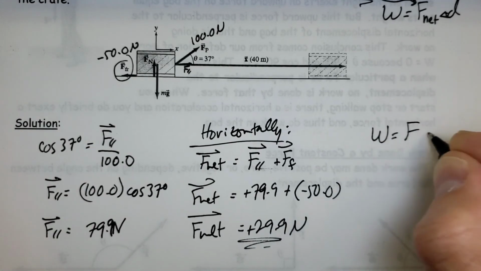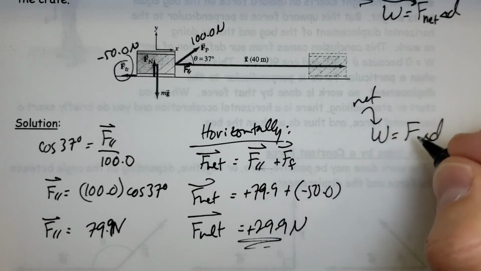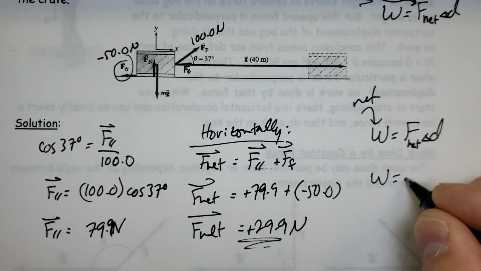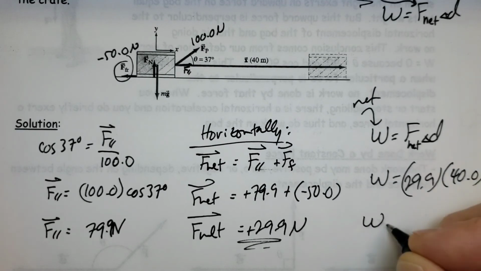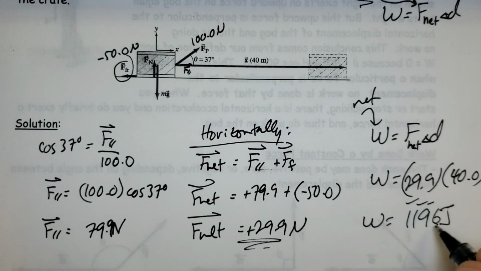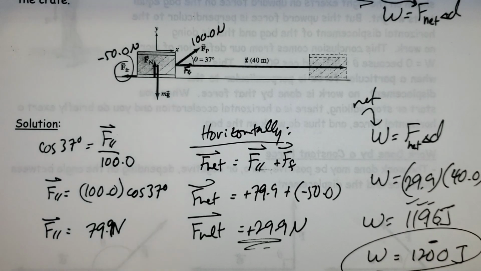So if I look at this, this is net work, so it's going to be using net force. That 29.9 newtons multiplied by my 40 meter distance is going to give 1,196 joules. And I think we round it off to 3 sig figs. It's going to bump up to 1,200 joules, with this digit being significant.